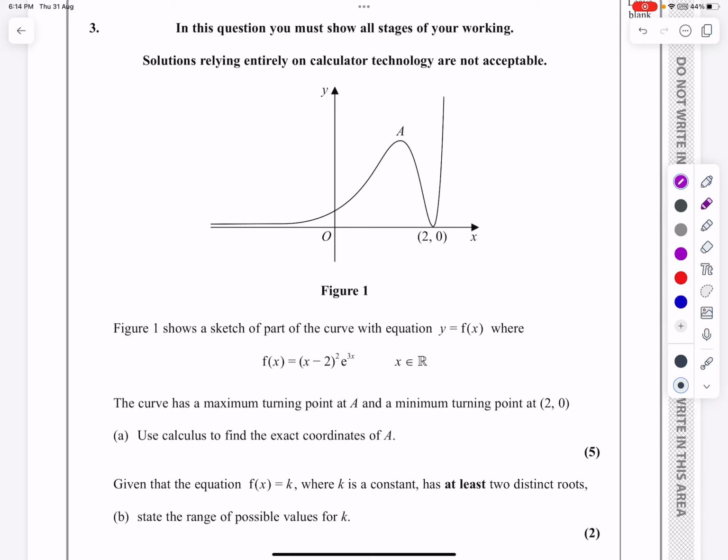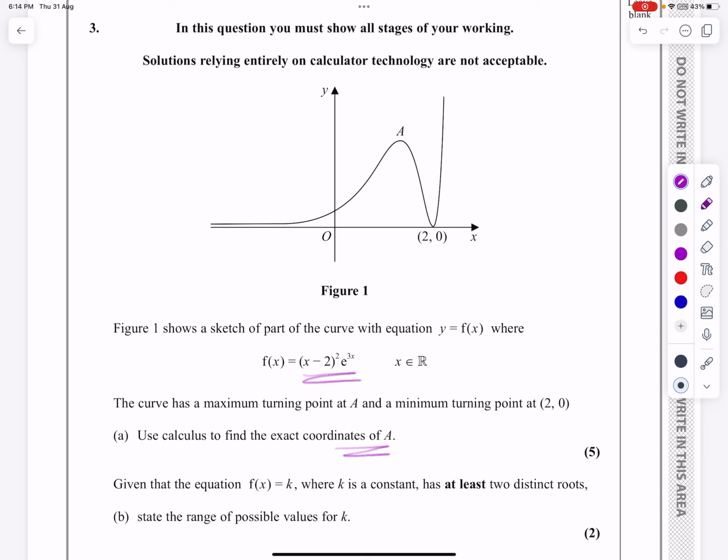Okay, this is the P3 paper from October 2022. It's question number 3. This is going to be a differentiation question. We are asked to find the exact coordinates of A, and A is a maximum point. We find maximums by differentiating and putting equal to 0.